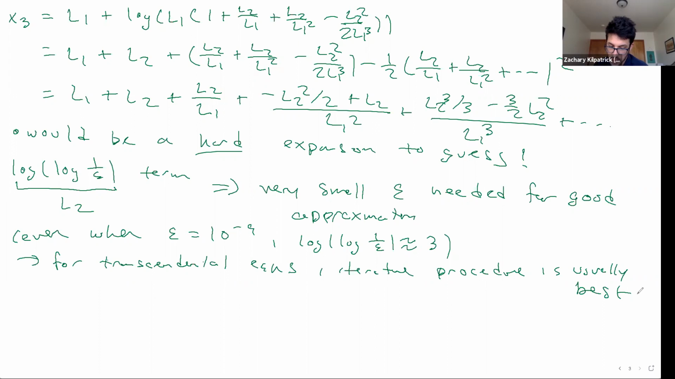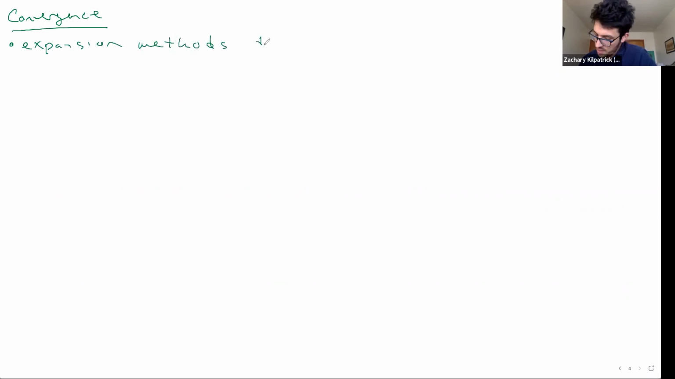Okay. All right, let's talk about convergence, and then I'll round it off with an example or two to finish. So another advantage of iterative methods is that they allow something like a proof of convergence. So expansion methods do not allow convergence proofs, right? Because that's sort of, as Sage was asking at the beginning.